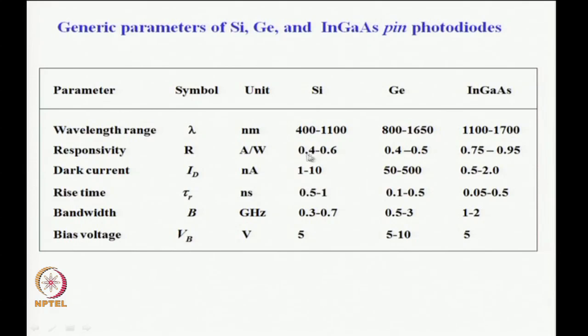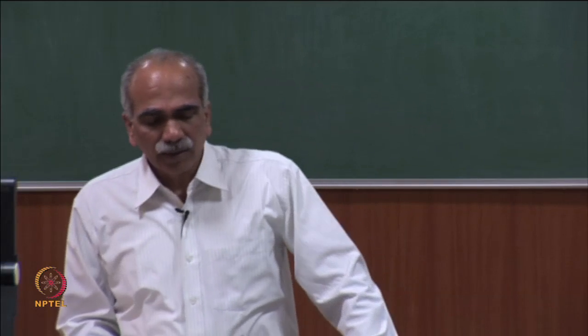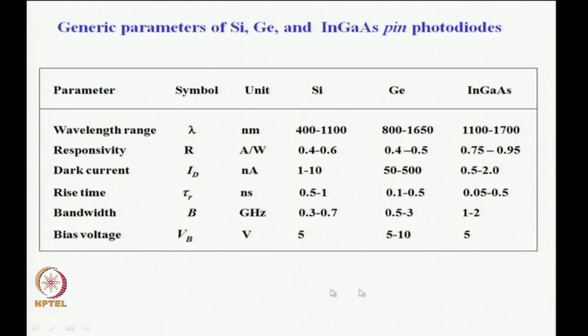The responsivity, typical numbers are here, in amperes per watt, it is current generated per optical power incident, that is why amperes per watt. So, typical numbers 0.4 to 0.6, 0.4 to 0.5 and 0.75 to 0.95. The responsivity is quite high. Dark current here in nanoamperes: 1 to 10, 50 to 500 and 0.5 to 2 is the typical dark current for these detectors. Of course, it depends on the material, the process and the device structure, but these are some typical generic parameters.